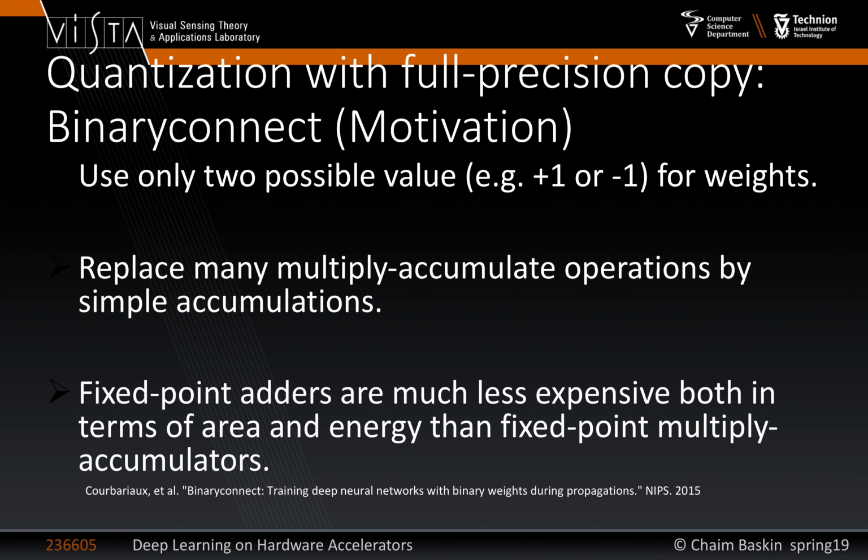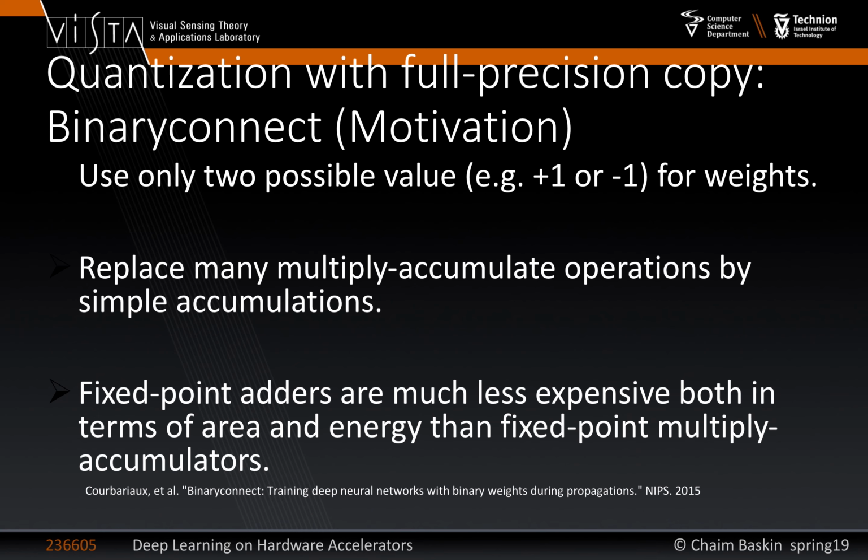Okay, so they have a full precision copy of their weights. Full precision means they have floating point representations of the weights, but during inference, during feed forward, they replace them by binary connections. Okay, great.